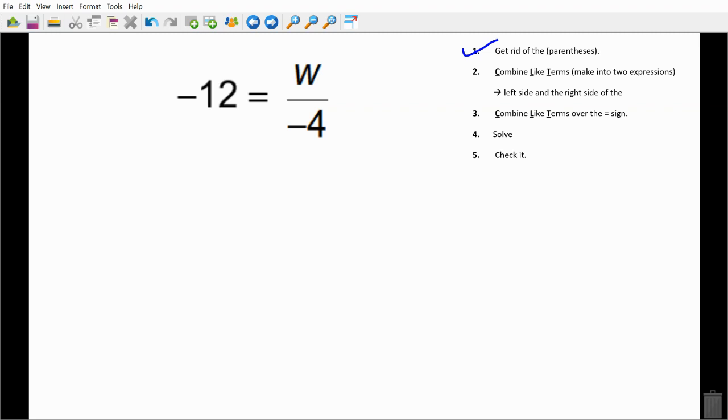Can you combine like terms on the left and the right? Is there anything on the left? Just a negative 12. Is there anything on the right? It's W divided by negative 4. We can't do anything with that. It's the F word. It's a fraction. So guess what? Step 2 is done also. Combine like terms over the equal sign. There really are no like terms, right? Because we have a constant here and a variable that's being divided by a constant.